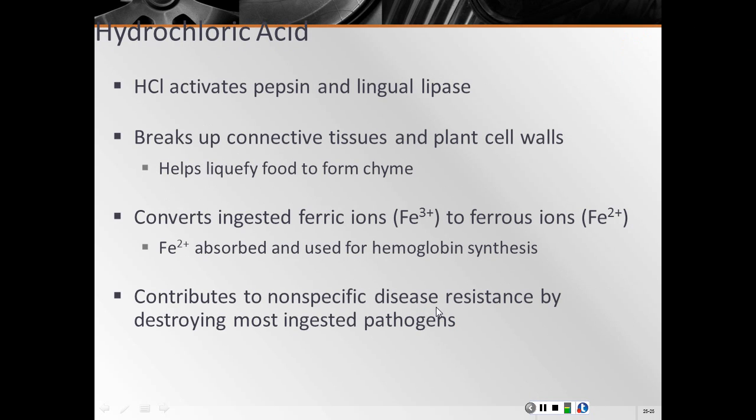All right, so the stomach acid has several functions. What's it going to do? It activates the enzymes pepsin and lingual lipase. That's one function. The second function is to break up connective tissues and plant cell walls. Third, it converts dietary ferric ions, Fe3, to ferrous ions, Fe2, which can be absorbed and reused. And the other function is that it contributes to non-specific disease resistance by destroying ingested pathogens.